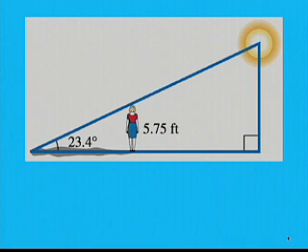Diane, of course, is 5.75 feet tall. The angle of elevation up to the sun from the ground, that is to say, you can see that we've cast her shadow right along here, and the angle of elevation is 23.4 degrees. What we're interested in finding is this length, x, the length of her shadow.